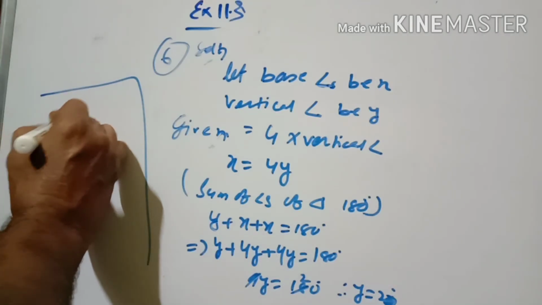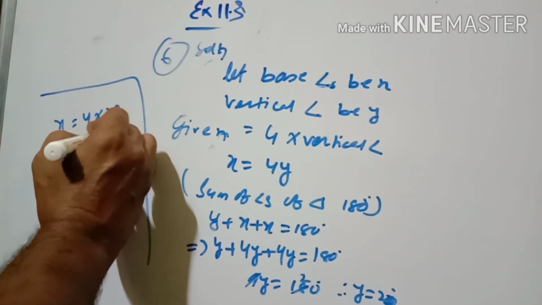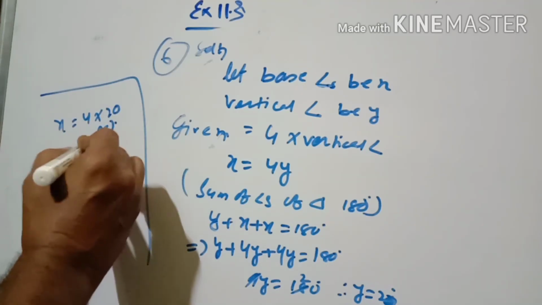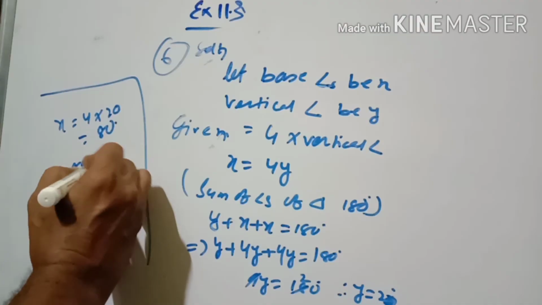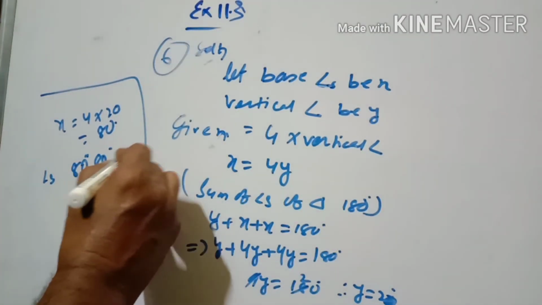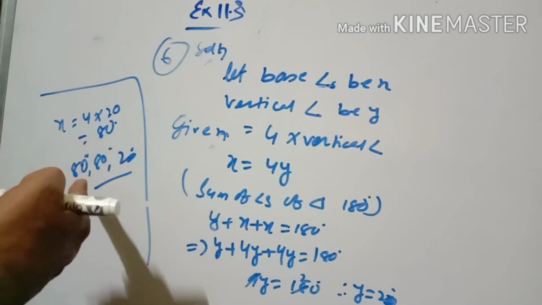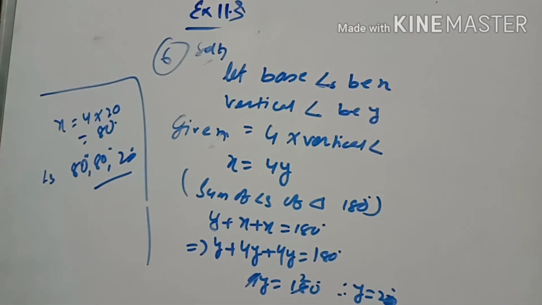And x equal to 4y. So x equal to 4 into, put the value of y, 80 degree. Therefore angles are 80 degree, 80 degree and 20 degree. Now sum of angles, you can verify this one: 80 plus 80, 160 plus 20. That's the maximum questions from 11.3.